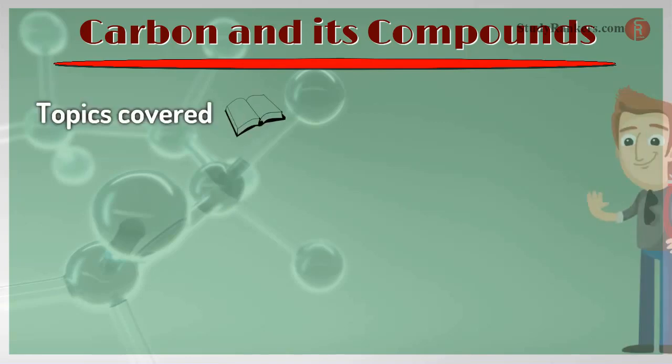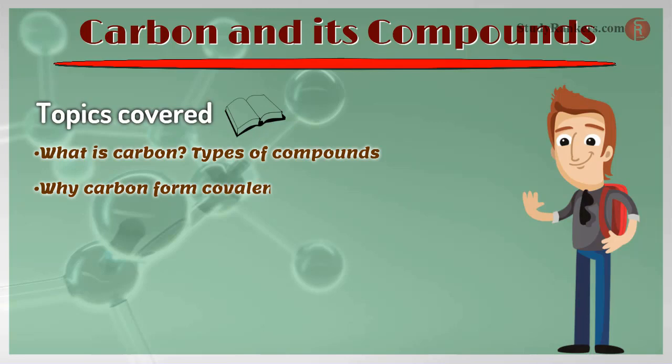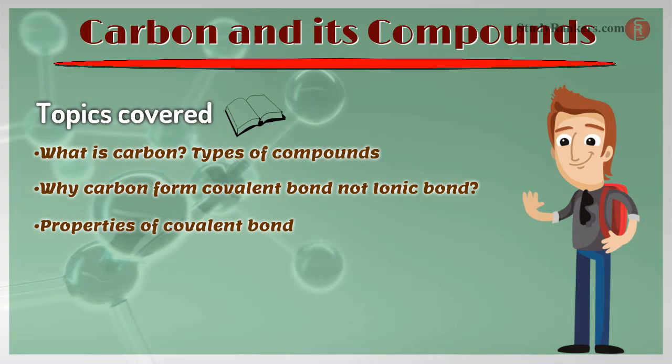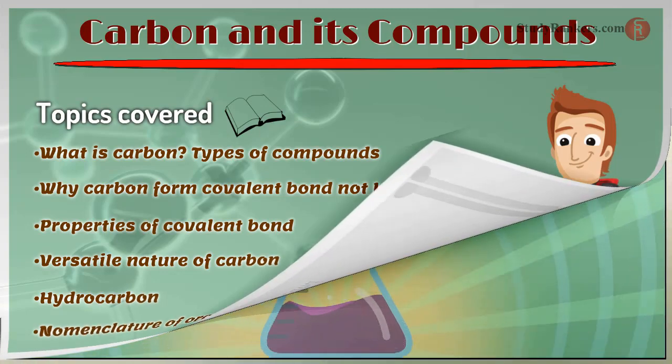Let's start with the topics to be covered in this chapter. First, we will learn about carbon and types of its compounds. After that, we will learn about why carbon forms covalent bonds, not ionic bonds. After that, we will discuss properties of compounds formed by covalent bonds. Next topic is the versatile nature of carbon. After that, we will learn about hydrocarbons and their functional groups. At last, we will learn about nomenclature of organic compounds.